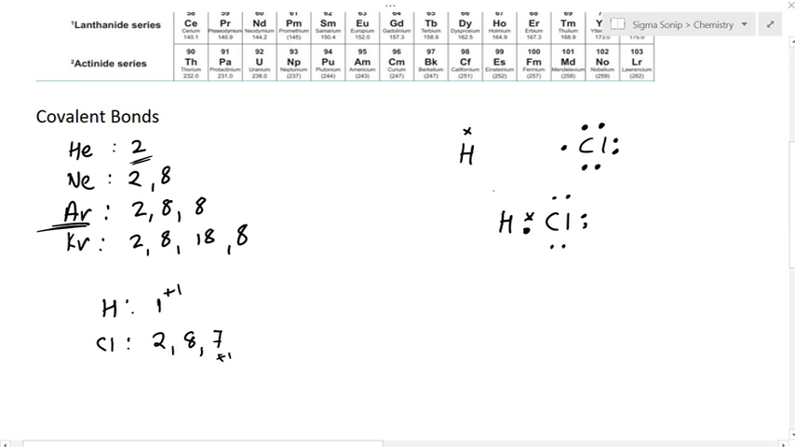And so these 2 electrons are shared electrons, and shared electrons are counted by both the atoms as their own. So we see that hydrogen now has 2 electrons and chlorine now has 8 electrons. So both have electron configurations similar to noble gases. And this kind of bond, which is formed when electrons are shared, is known as a covalent bond.